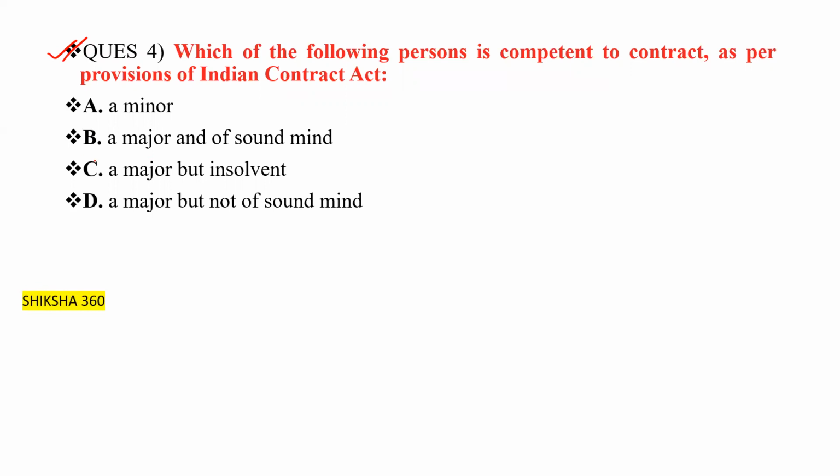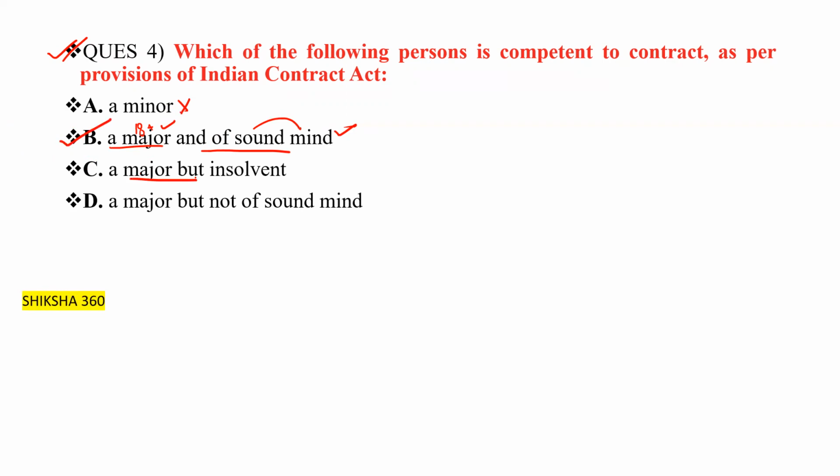A major and of sound mind. Major, that is 18 plus, is correct. And of sound mind, that is mentally stable, is also correct. Sound mind means one knows everything, what is going to happen, point by point, so we can think over that.